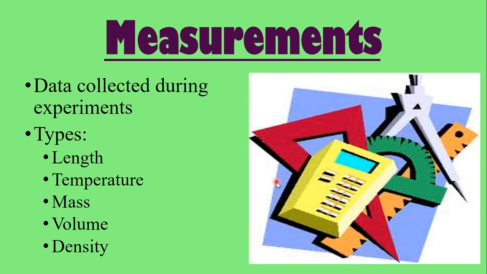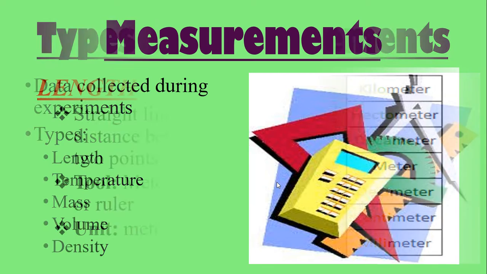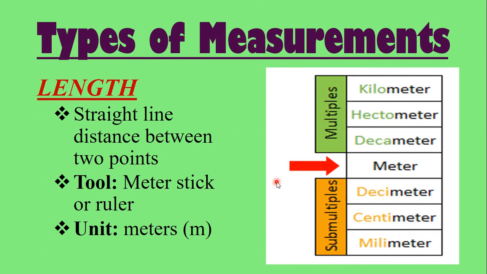Measurements. This is data collected during an experiment. So these are types of data. These are all going to be quantitative data because you're going to be using numbers. And some types of measurements that we're going to talk about are length, temperature, mass, volume, and density. So let's talk about the types of measurements.